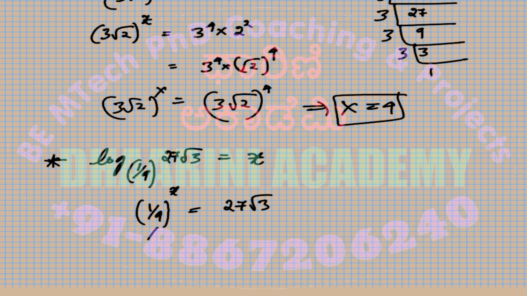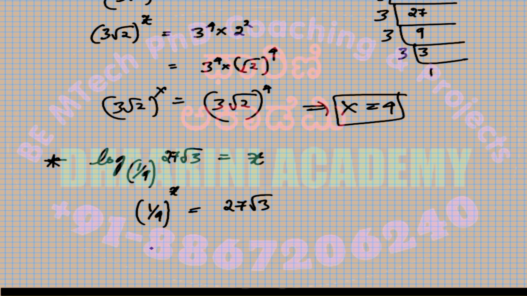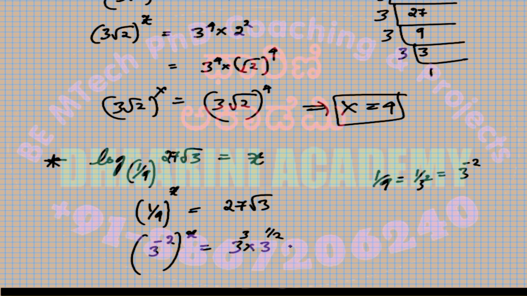Let's try to write everything in terms of 3. Right. So can we write 1 by 9? 1 by 9 is 1 by 3 whole square, which is 3 to the power minus 2. So (3 to the power minus 2) to the power x is equal to 27 root 3. 27 is 3 into 3 into 3, so 3 cube, and root 3 means 3 to the power half. So yeah, we are able to write everything in terms of 3.